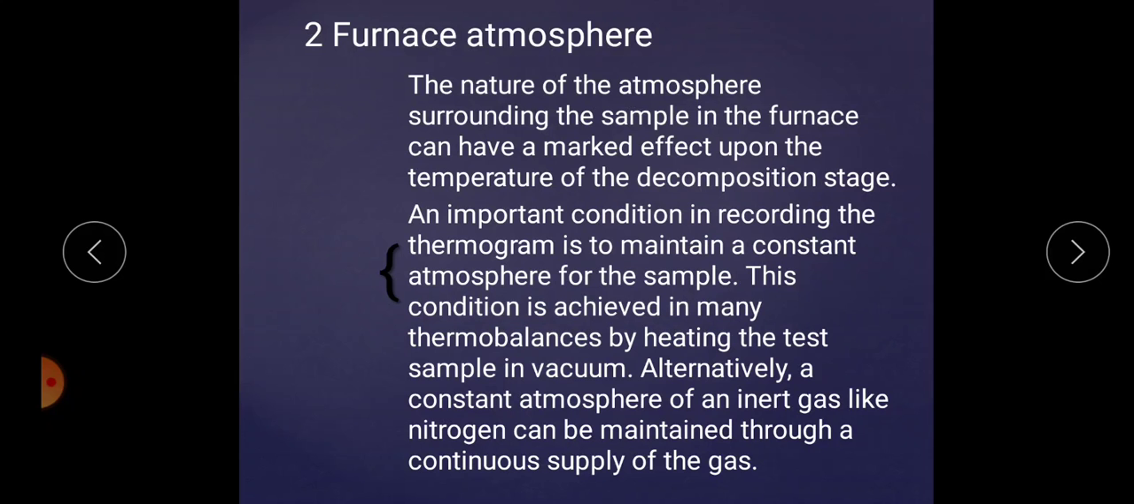For example, the nature of the atmosphere surrounding the sample in a furnace can have a marked effect upon the temperature of the decomposition state. An important condition in recording the thermogram is to maintain a constant atmosphere for the sample. This condition is achieved in many thermobalances by heating the test sample either in a vacuum or, the alternative way, in an inert gas like nitrogen, which can be maintained through a continuous supply of gas. So to give accuracy, no deflection must occur due to the atmospheric effect. Hence in such cases you either maintain a vacuum or supply nitrogen inert gas. So in this case you get the same result without affecting the atmosphere.